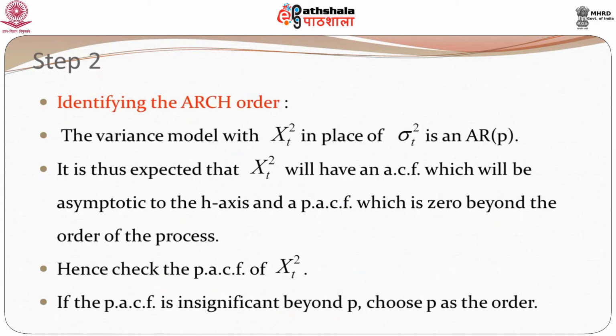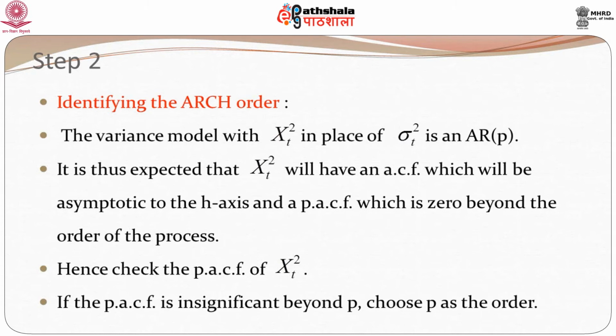So, having done this, and suppose we find that the null hypothesis is rejected, that means there is heteroscedasticity, and we want to fit an ARCH model. So, the first thing that we need to do is to identify the order of the ARCH model. How do you do that?